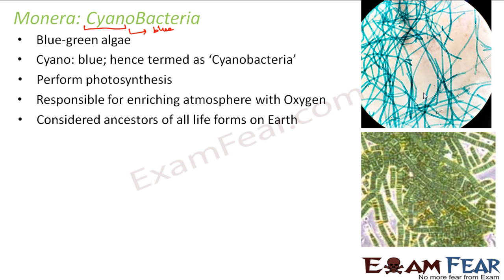They are considered ancestors of life forms on Earth. Very true. Because of this reason, the statement became quite convincing: since they were the ones who enriched the atmosphere with oxygen, we can say that they were the ancestors. Since there was no oxygen at that time, there were no life forms as well. So they were like the ancestors of all other life forms on Earth. Right? Okay, so blue-green algae or cyanobacteria, they are autotrophs. They are considered as the ancestors, and they enrich the atmosphere with oxygen.